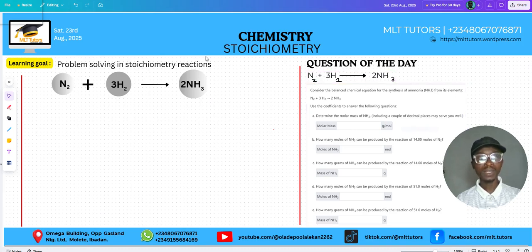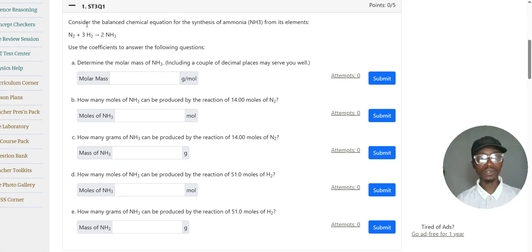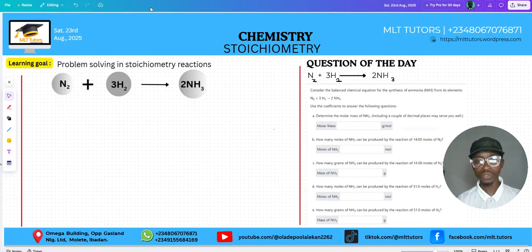All right, let's check this question from the classroom. Consider the balanced chemical equation for the synthesis of ammonia, NH3, from its elements. 1 mole of nitrogen reacted with 3 moles of hydrogen to produce 2 moles of ammonia. Use the coefficients to answer the following questions. Question A: determine the molar mass of ammonia. Let's return to the MLT virtual classroom to do that.